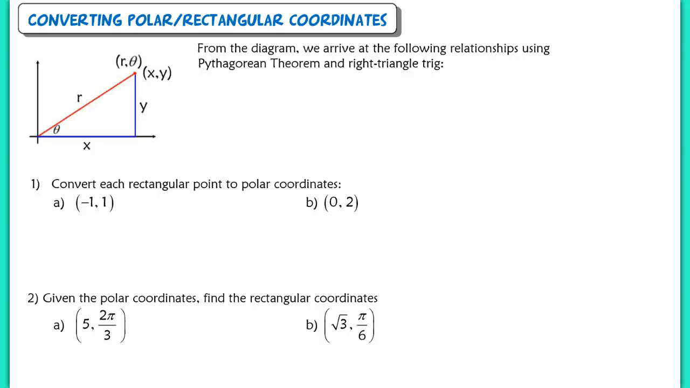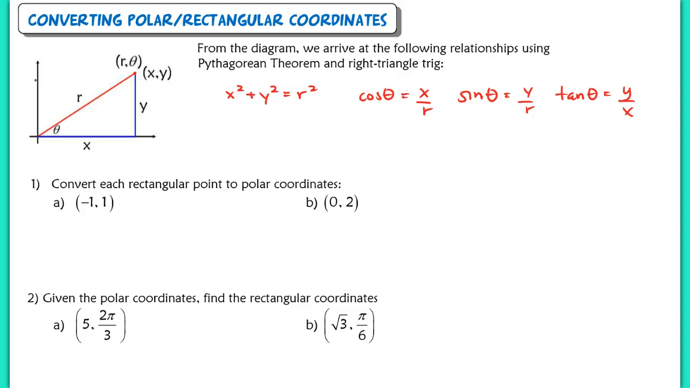Based off of the fact that this is a right triangle, I know that x squared plus y squared should equal r squared. I also know that the cosine of theta is equal to x over r, the sine of theta is equal to y over r, and the tangent of theta is equal to y over x. So these are some straightforward relationships that I get just based off of this diagram.